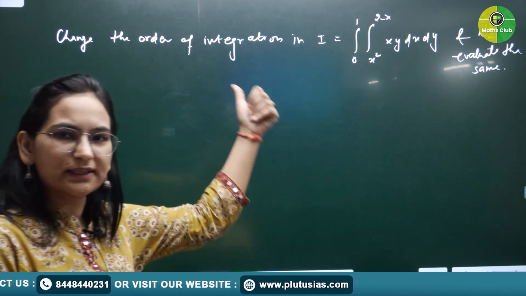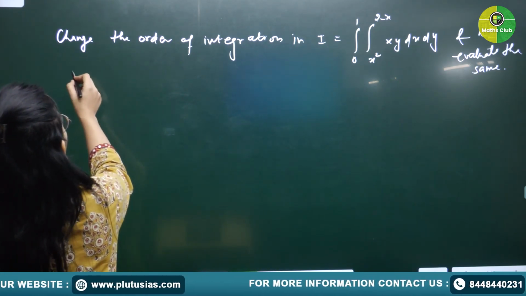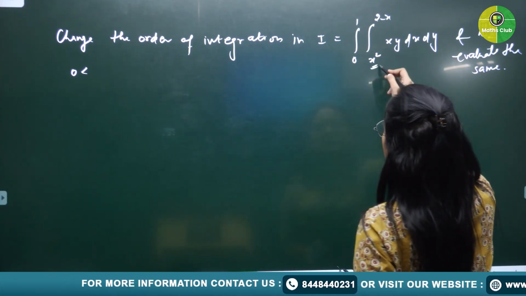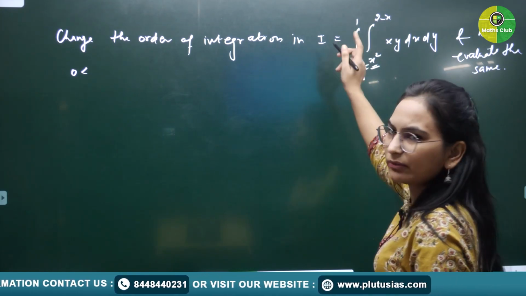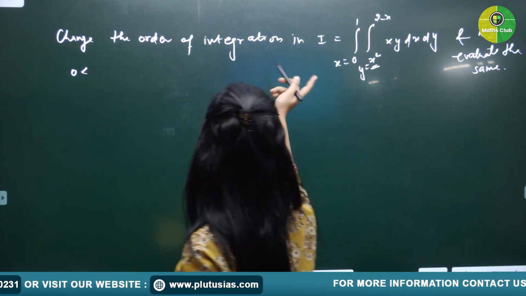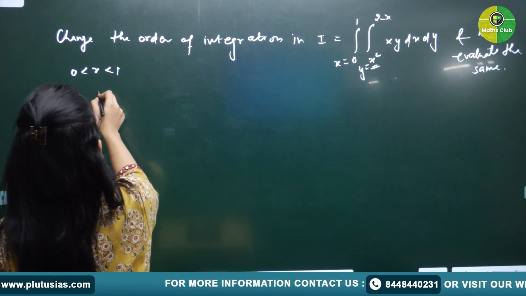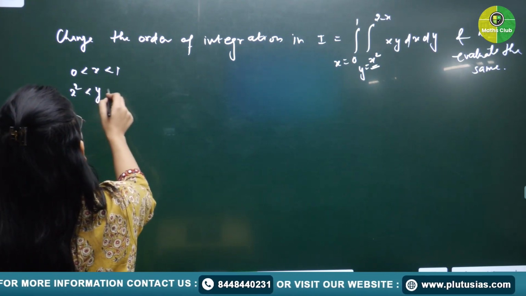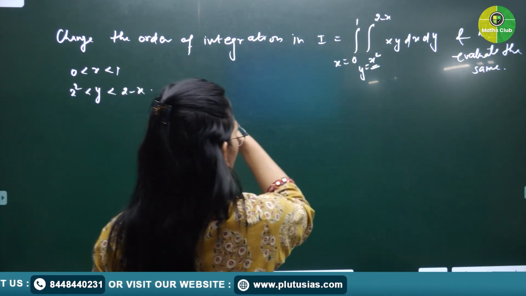I told you, first write the limits, then draw the region. So limits here are 0 less than, see, how would you recognize? Since it is a function of x, so these are limits of y, and the other limit which is constant is limit of x. So limit of x ranges from 0 to 1, and then y ranges from lower limit x square to upper limit 2 minus x. So our first task is to draw this region.